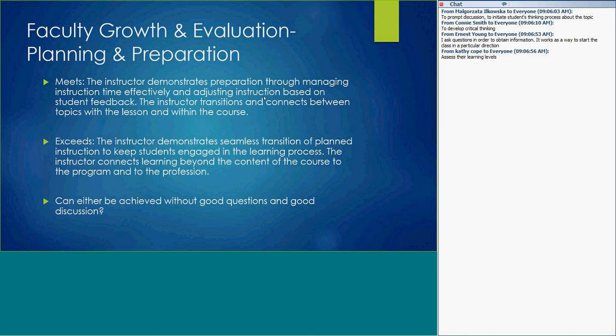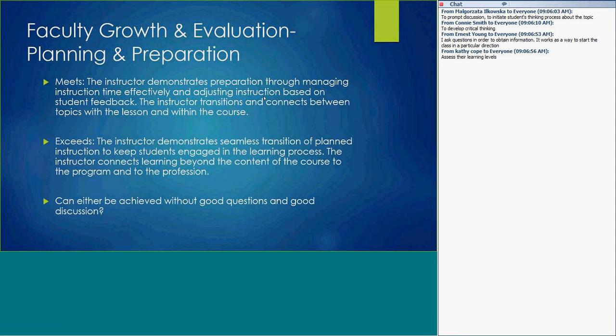In thinking about the faculty growth and evaluation process, one of the major areas is in planning and preparation, and certainly this is exactly what Dustin was just giving us information on, how important it is to do that planning. It's actually managing your instruction time and doing that effectively. When evaluations or observations are taking place, this is one thing that we really want to see happening in the classroom, to see that the instructor is developing and managing those questions and instruction time effectively.